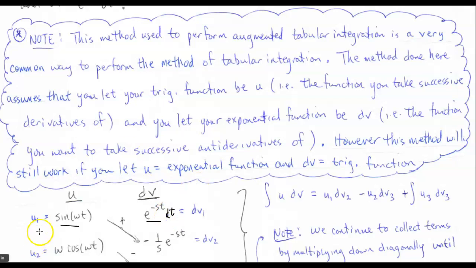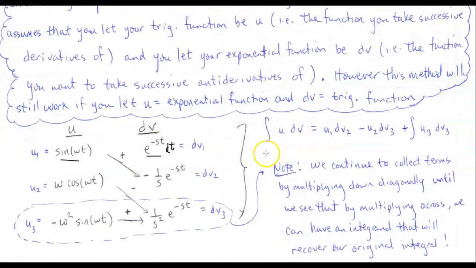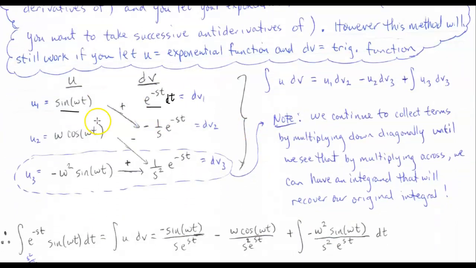I've allowed my u to be the trig function, and I've allowed my dv to be the exponential. We could switch it around and it's still going to work the same way. So that's basically all that I'm trying to say here, okay? So the idea for the augmented integration by parts is we want to take successive derivatives again for the trig function, because we've let that be u, and successive antiderivatives here.